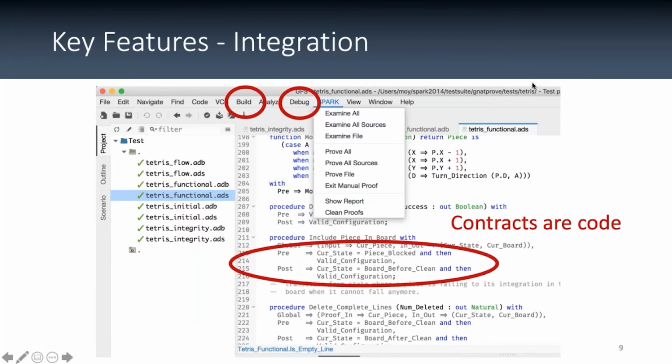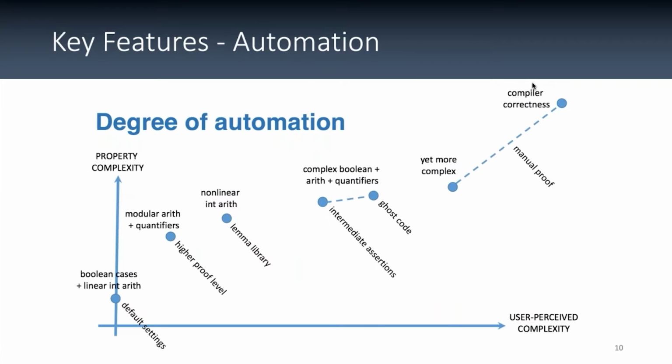And in particular, you can see here that the contracts that I showed before, the preconditions and postconditions, are just code. So you can build this additional specification in the code, and you can even debug them. If they fail, you can test that they fail at runtime and already debug before you even try to prove the property on the implementation. A second very important feature is the automation.